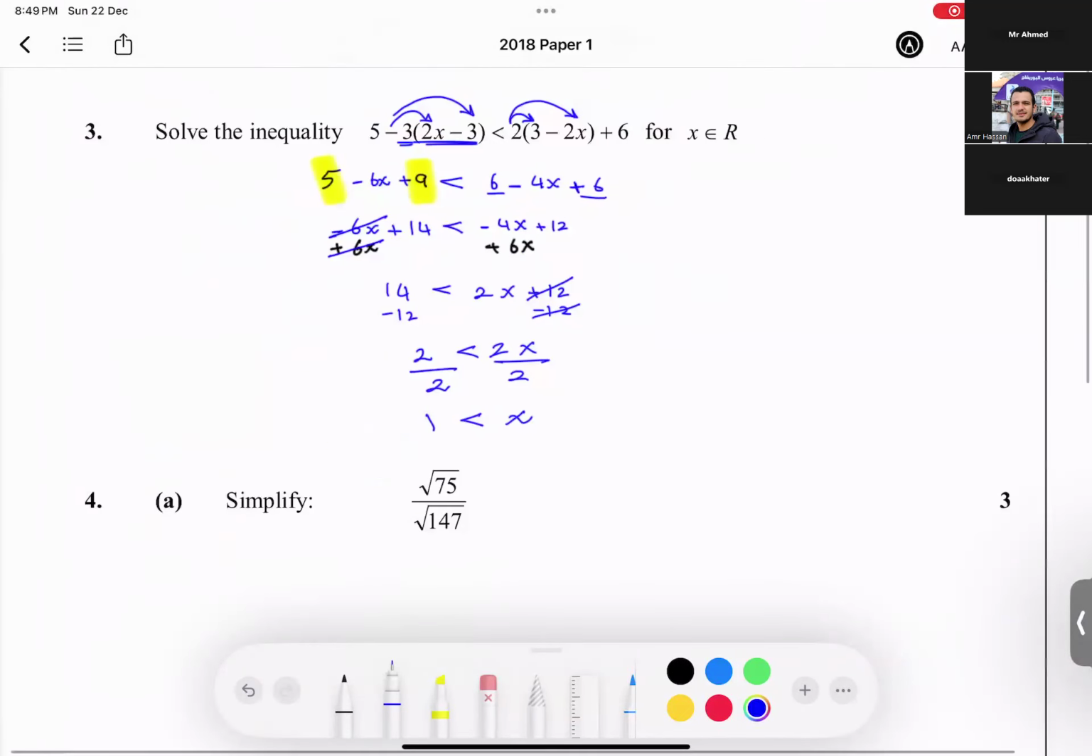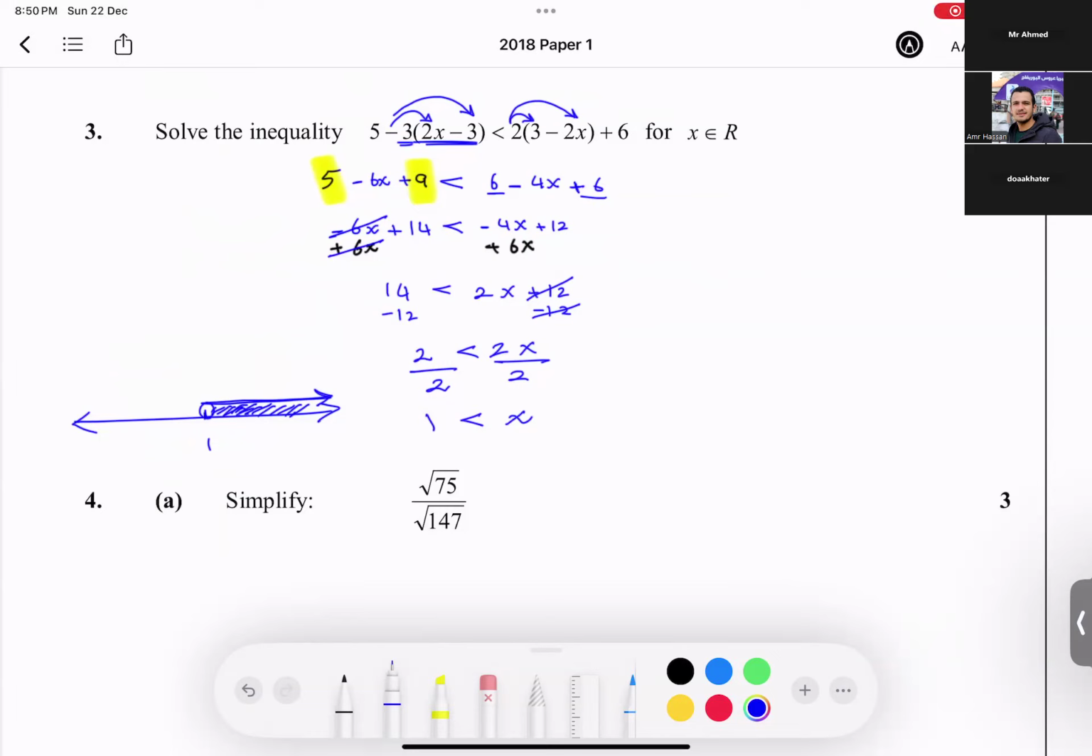And if you ask me to graph it, he didn't ask me. Here we have 1. We have an open circle, and I have to go to the right, because I'm looking for all numbers which meet our constraint, greater than 1. I'm looking for 2, 3, 4, etc. Did you get it? Yeah.